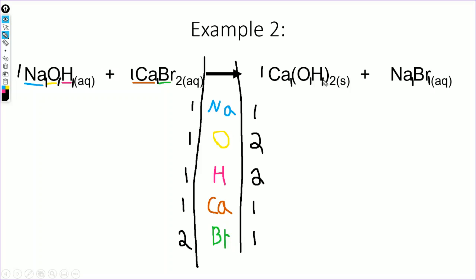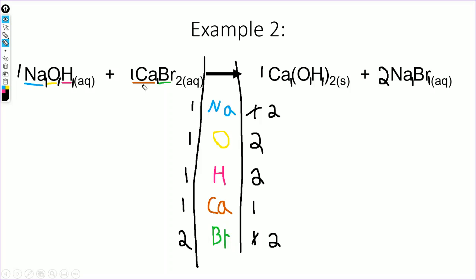We have fewer bromines on the right-hand side, so I'm going to change this coefficient from a 1 to a 2. What that does is it gives me 2 times 1. Now I have 2 sodiums. And then I have 2 times 1. Now I have 2 bromines. And bromine is balanced, but sodium is not. So let's fix sodium now.